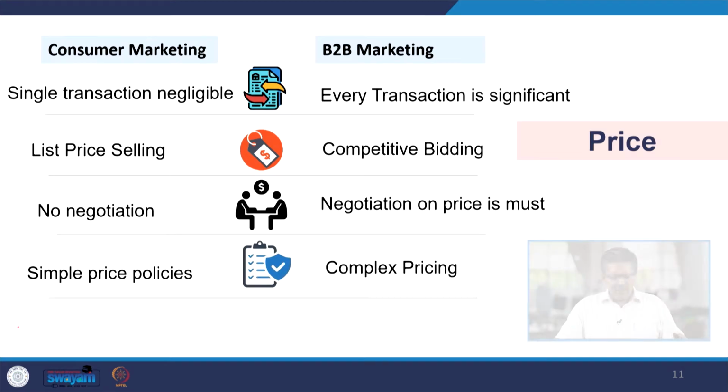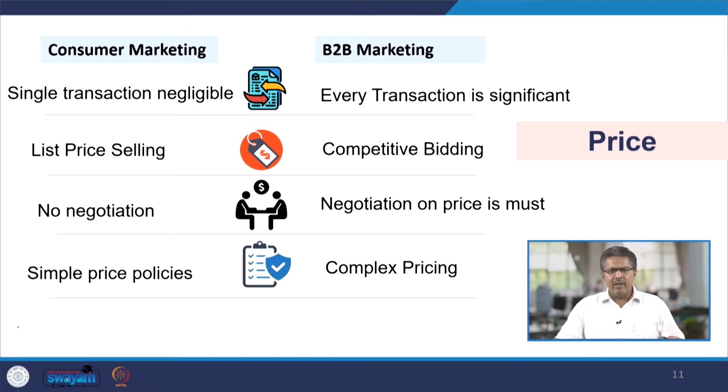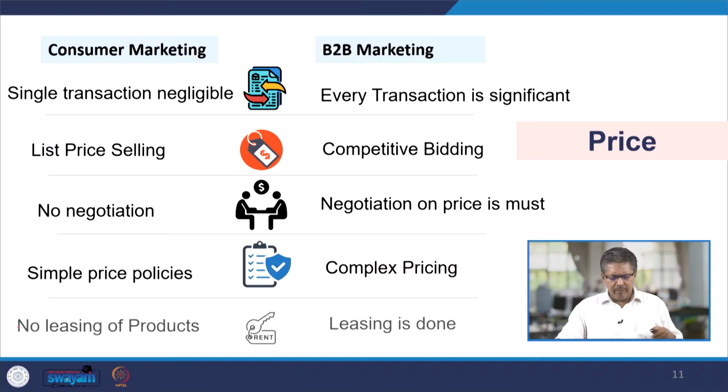Simple pricing policies in consumer markets, and here is a very complex pricing policy, right. So, your pricing policy may involve a lot of warranties, services, maintenance, volume discounts, quantity, that is volume and quantity are the same, maybe certain time-based discounts, all these issues, right. There is no condition of leasing in the consumer market. Now, I hope you understand leasing.